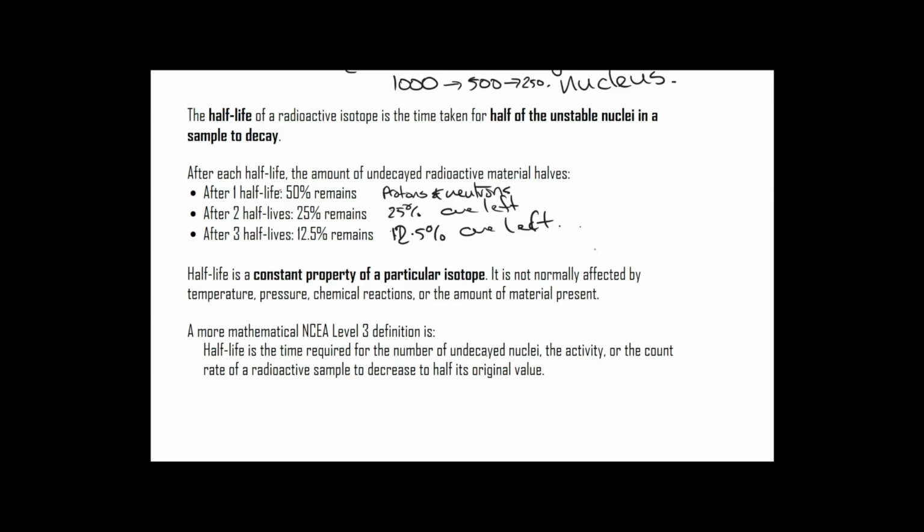Notice that we cannot predict exactly which nucleon is going to decay. The only thing we can predict with a great deal of certainty is that after a half-life, half of them are gone or have decayed. So the half-life is the time required for the number of undecayed nuclei, the activity or the count rate of a radioactive sample, to decrease to half of its original value.